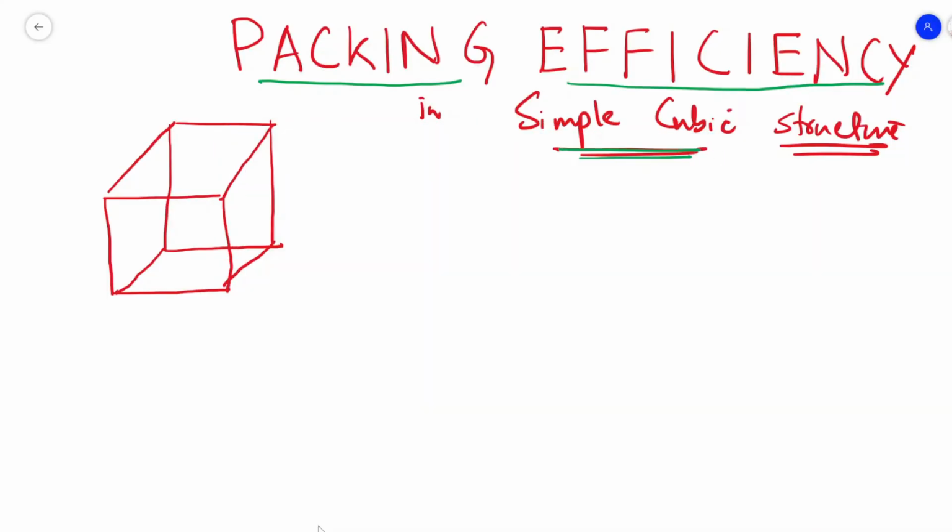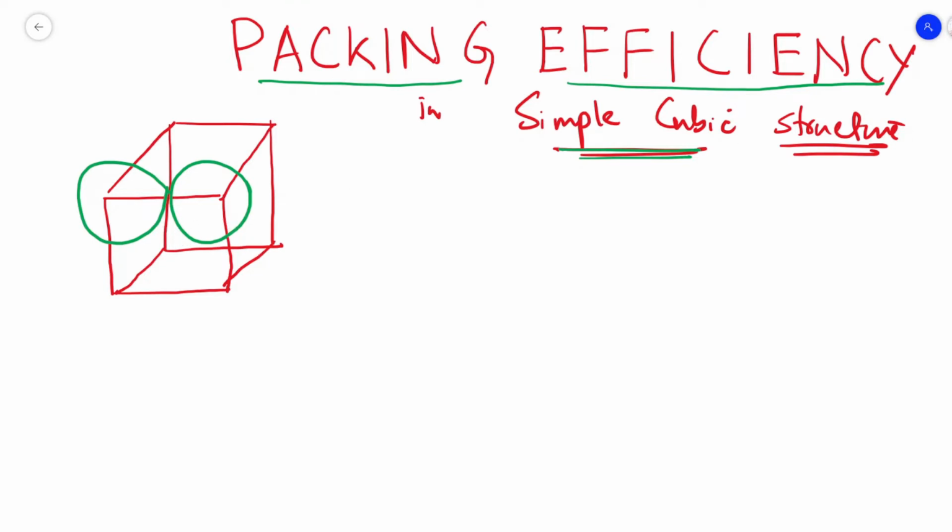Good afternoon. Now I am going to calculate the packing efficiency in simple cubic structure. Simple cubic structure means atoms are present only at the corners of the cube, so that the particles touch each other along the edge. So here I place only two atoms. These two atoms are present on the corner and the particles touch each other along the edge.